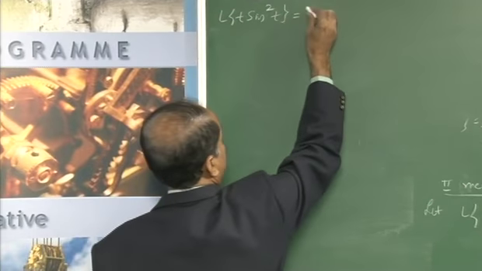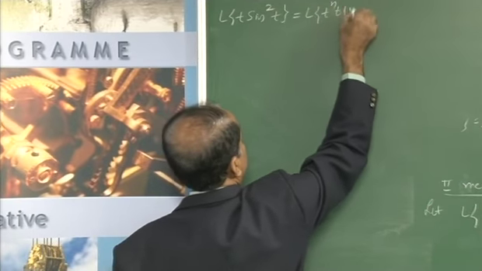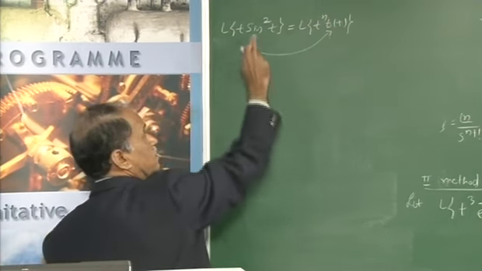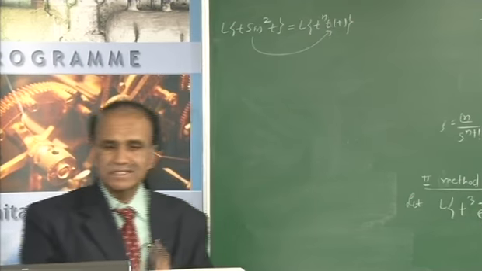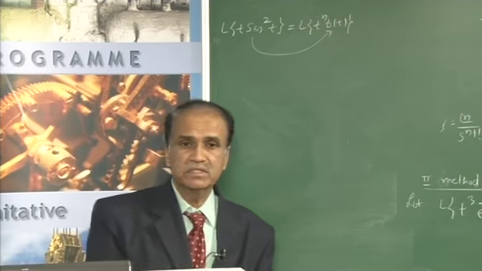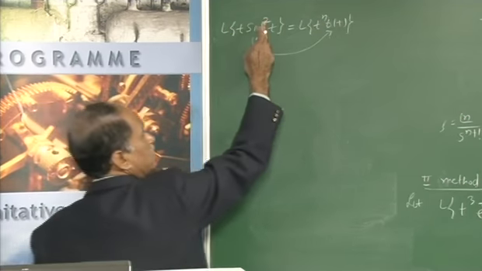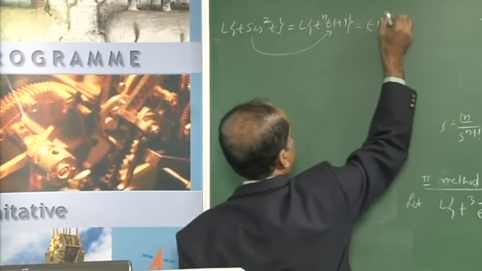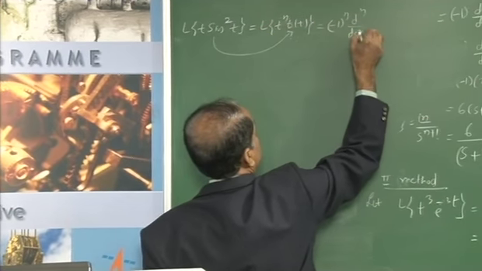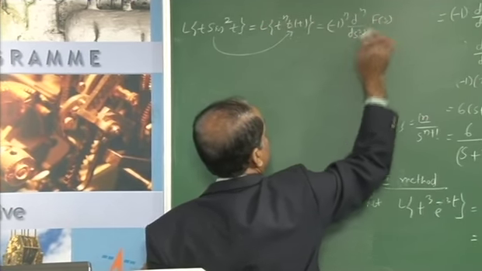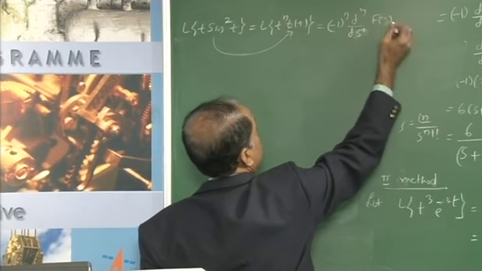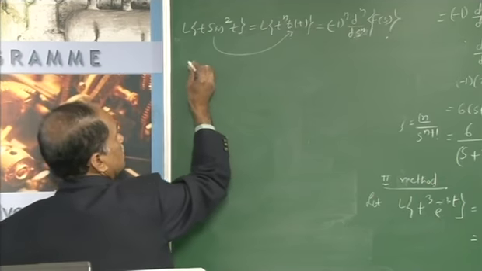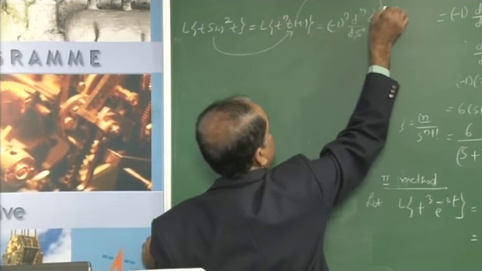Now the same type, you compare L of t to the power n f(t). Here f(t) is sine square t, but we do not have the formula. Just in the previous 1 or 2 problems we have explained how to reduce this second degree into the first degree. Therefore, this is equal to minus 1 whole to the power n, d^n by ds^n of F(s). Then what is this f(t) here? That is f(t) and then it is F(s).